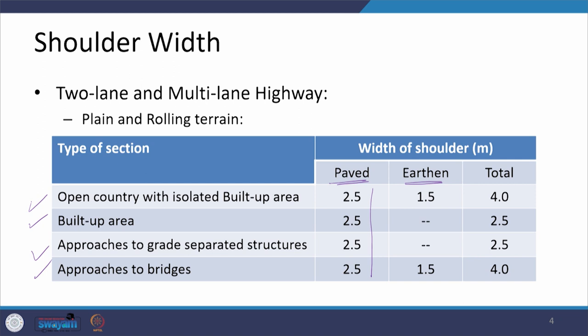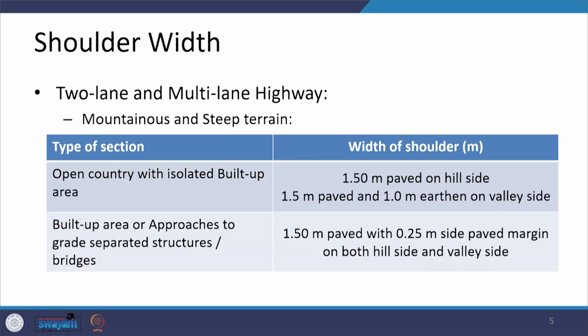categorizations. Whereas in the case of earthen shoulder, the value is 1.5 meters, but this value is taken only for the open country condition or if you are approaching a bridge. But in the case of built up area, in the case of approaches to the grade separated structures, obviously there is no space for the earthen shoulder, and that is why the values have not been specified here. And on the basis of that, the overall values which we get change from 2.5 meters to 4 meters respectively.